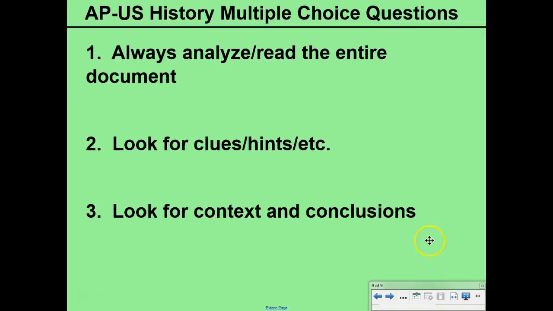Always make sure as we go through them in class that you ask questions so that you learn how to do them. You will be a pro by the end of the year. So that's a little look at Advanced Placement U.S. History, document-based multiple choice questions.